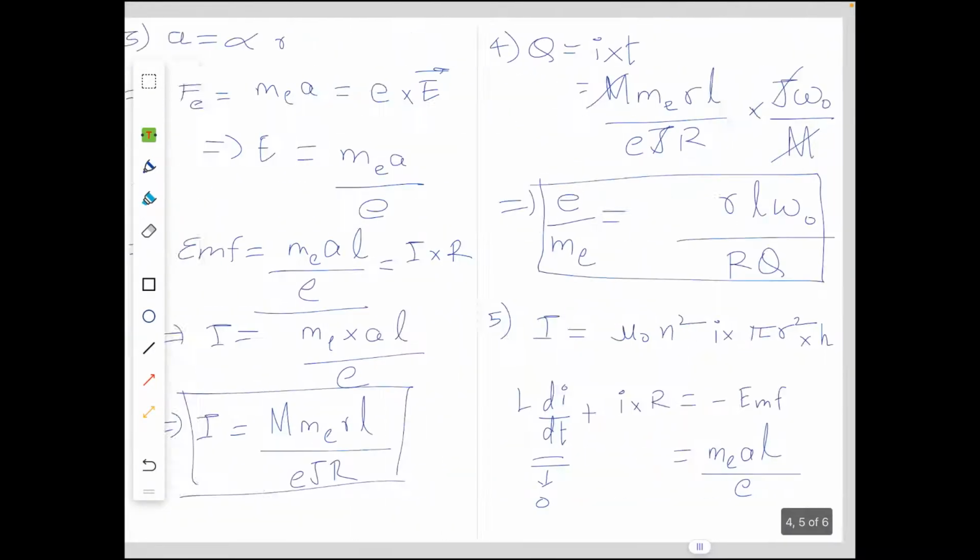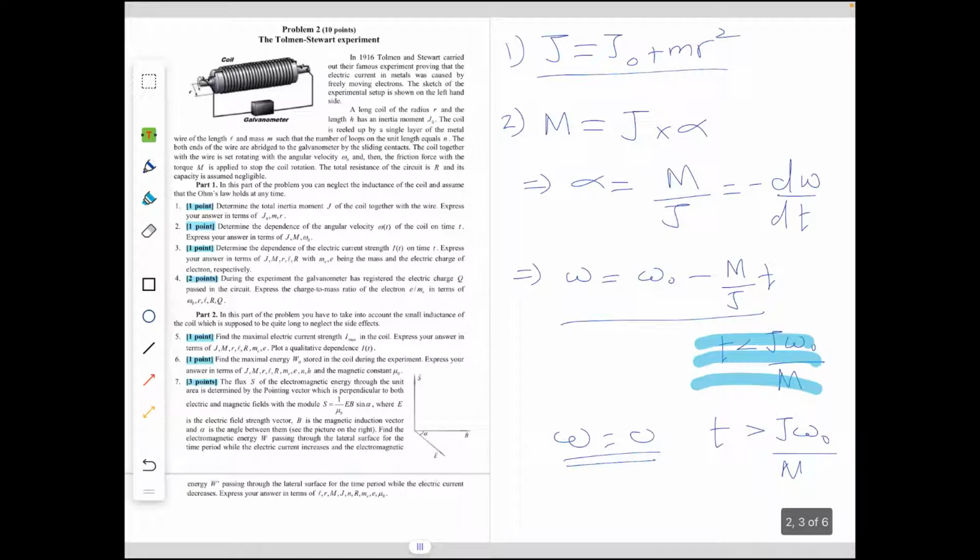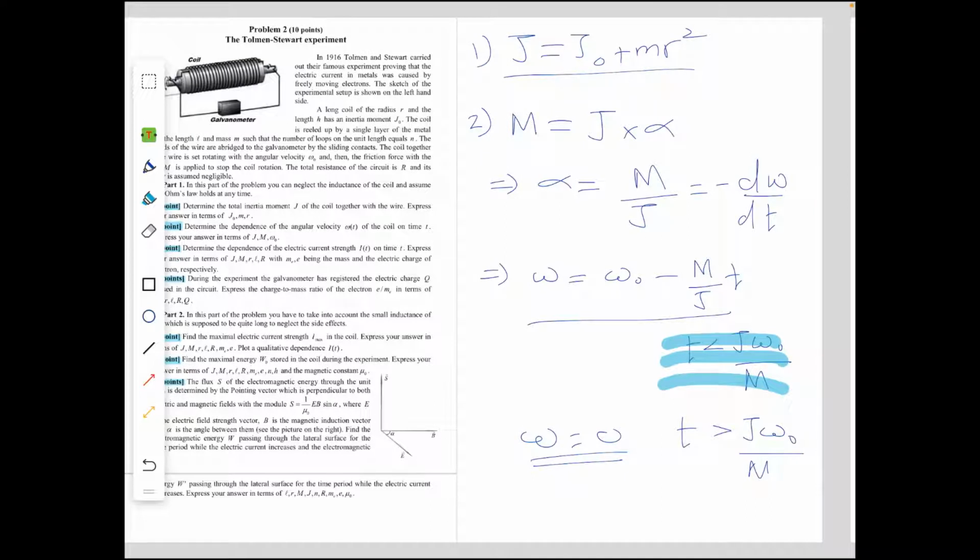And now for the last part 7, they have first defined some quantity: the flux of electromagnetic energy through the unit area is determined by the Poynting vector, which is perpendicular to both electric and magnetic fields, with the modulus S equals 1 by mu naught E B sine alpha, where E is the electric field strength vector, B is the magnetic induction vector, and alpha is the angle between them. Find the electromagnetic energy passing through the lateral surface for the time period while the electric current increases, and the electromagnetic energy W dash passing through the lateral surface for the time period while the electric current decreases.